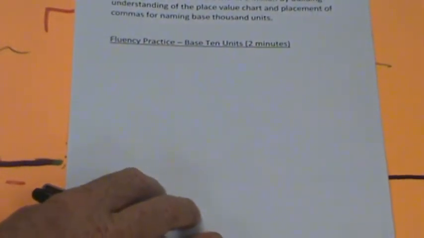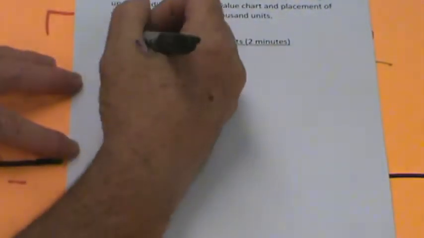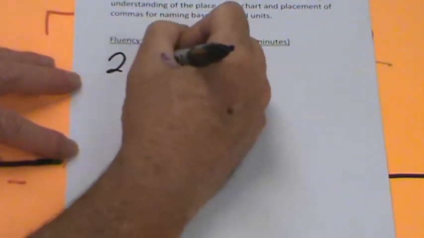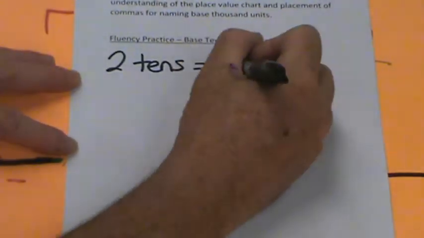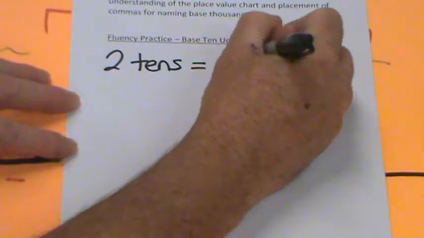And let's say we have 2 tens. You actually don't need to write this down. I just want you to follow along. So 2 tens equals what? Well, think about it. 10, 20. That's unit form and standard form.